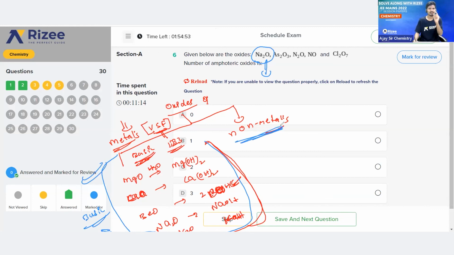Non-metals, how will you remember? Those with oxidation state above 3, higher oxidation state, like 4, 5, 6, 7, 8. The oxides of these are acidic oxides, like CO2, SO3, P2O5, NO2, ClO3, and next Cl2O and Cl2O7.